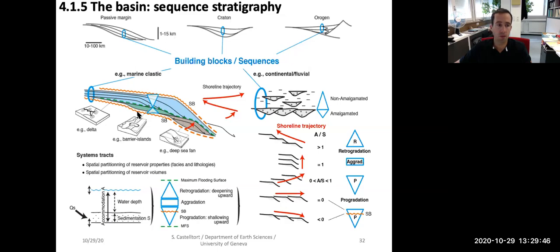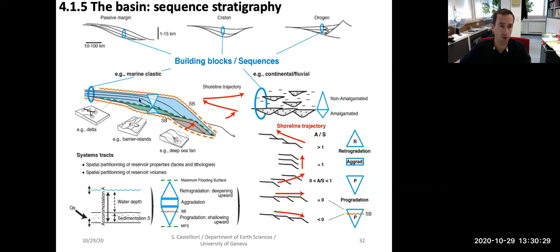And the maximum flooding surface you see here on this diagram on the Vail cross section. So you have a lowstand systems tract, and then you start retrograding. That's your transgressive systems tract in green, and then you reach a maximum flooding. So there will be a moment where we have a surface. Often there's going to be condensation on this surface because you have maximum depth on it, and so little sediment reaches, especially the more distal environment. So you condense, you have a lot of time and very little sediment.